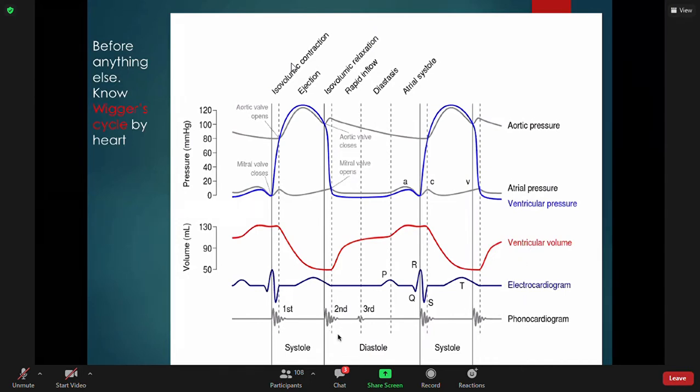So we start tayo sa phonocardiogram. There's that device na para siyang microphone, ilalagay mo siya sa chest, and then mare-record niya yung sound. So the first heart sound is heard during this phase. Papunta ka sa systole or end diastole, which is the time when the mitral and tricuspid valve closes. Sinabi ko na yun before. Second heart sound is because of the closure of the aortic and pulmonic valve.